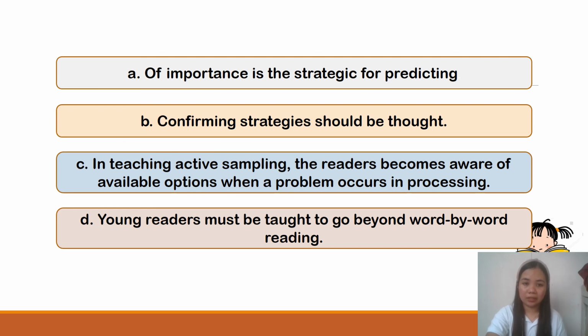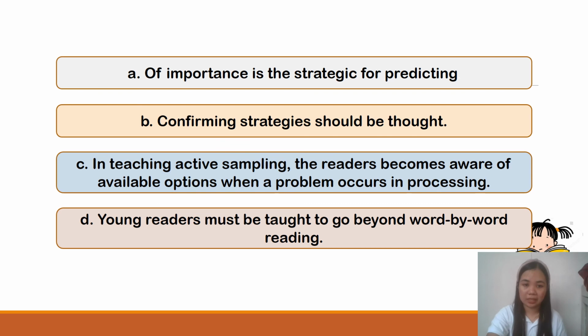Third is teaching active sampling. The reader becomes aware of available options when a problem occurs in processing. So, should he stop? Should he spend as much time as needed in trying to sound it out? Should he skip the word? The principle of active sampling suggests skipping the word if the child doesn't already have enough cues to make an initial prediction that preserves the meaning or syntax of the entire sentence. The important thing is not to disrupt the bridge between recent information and incoming meaning.